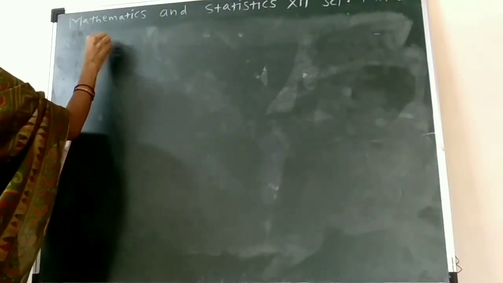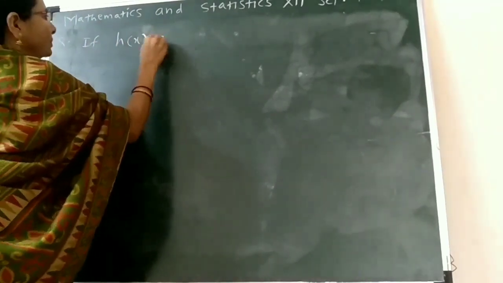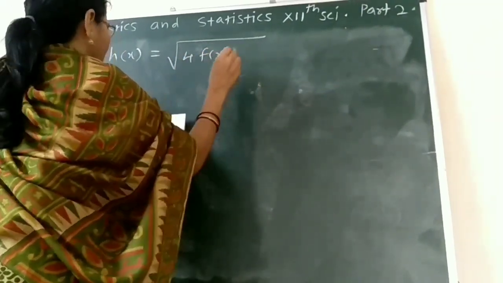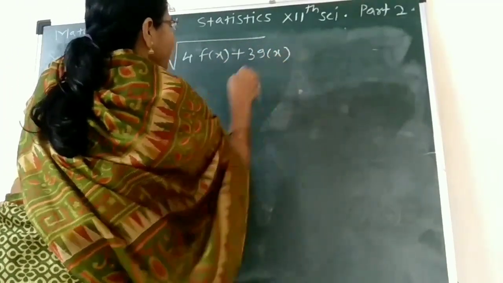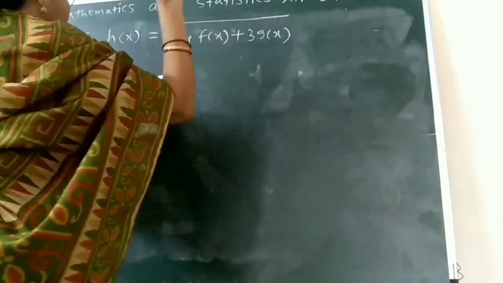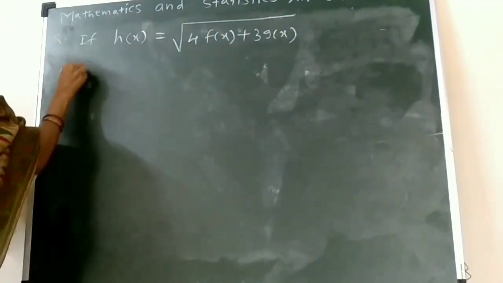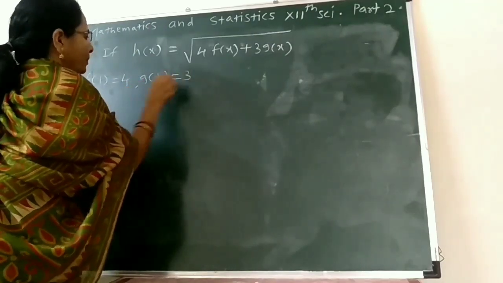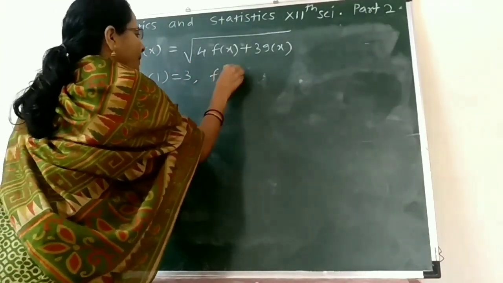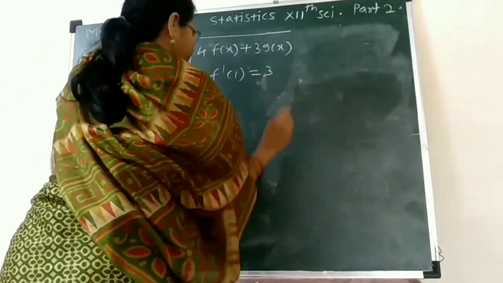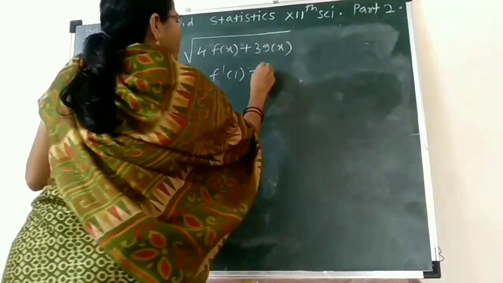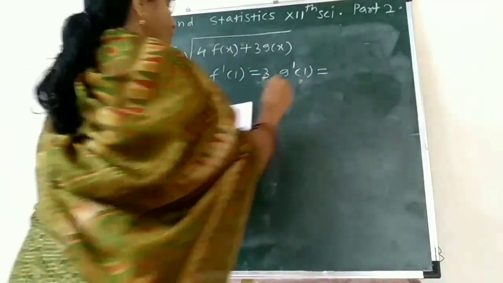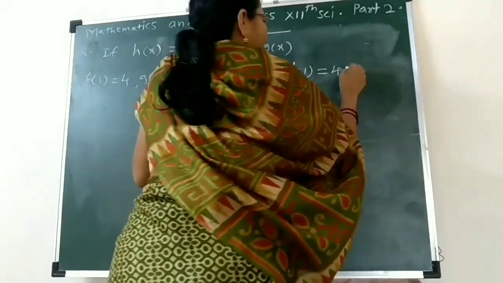If h x is equal to root 4 f x plus 3 g x, f 1 is 4, g 1 is 3, f dash 1 is 3, g dash 1 is 4. Find h dash 1.